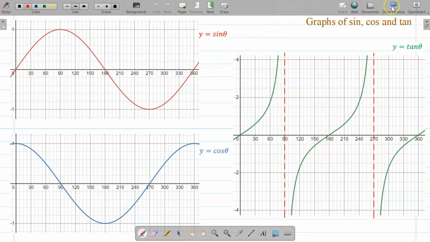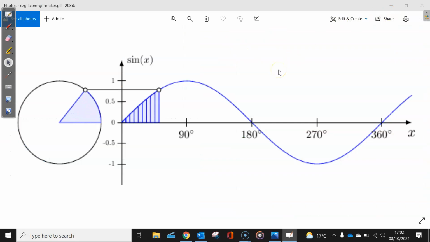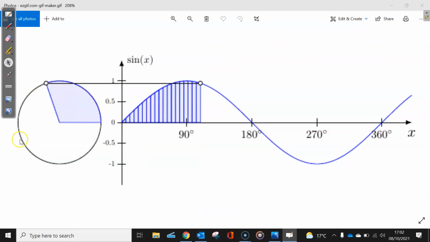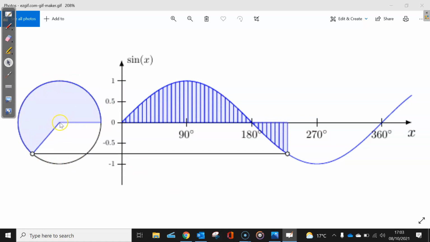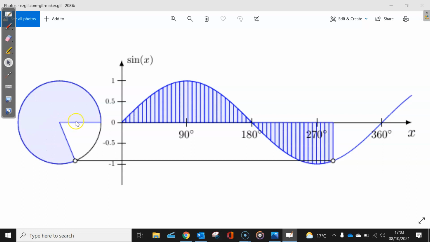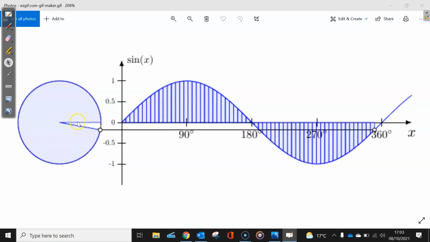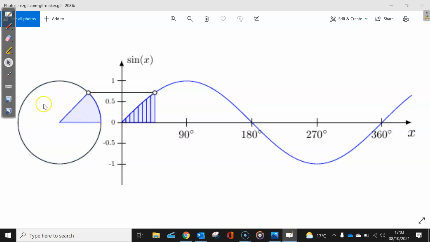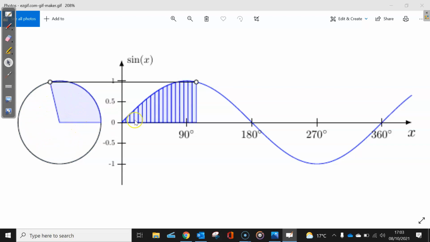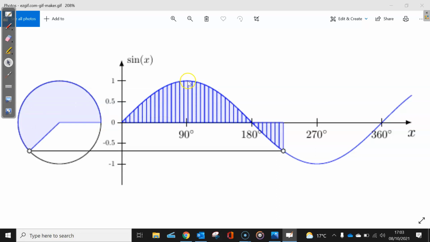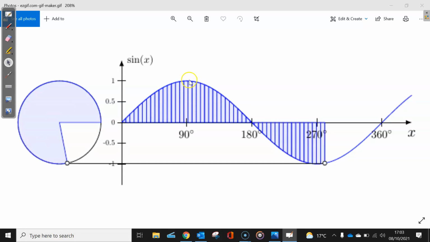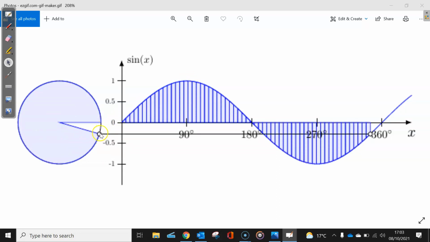Now look at this animation. Here we have a circle on the left with a radius of 1 unit. As it plots out a path from 0 degrees round to 360 degrees, it shows on the graph how high above the 0 line that point on the circle is.